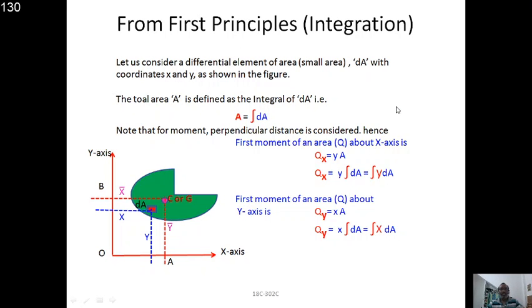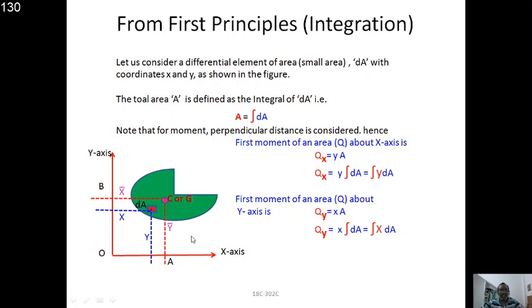For the determination of the centroid, we came across four methods. The first one is from first principles, nothing but the integration method, the second one is the method of moments, the third one is the graphical method, and the fourth one is the experimental method. So the first method is from first principles. In the earlier session we have seen the principle of it and how to do that, so we will recap the same a little bit.